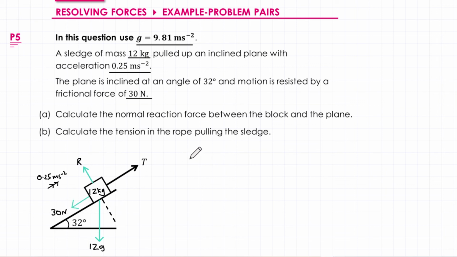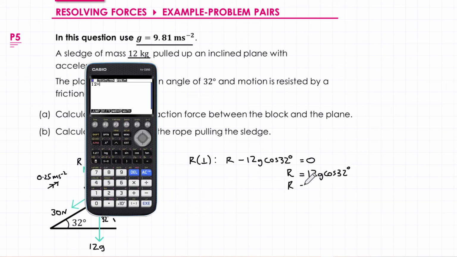To find the normal reaction force, we resolve perpendicular to the slope. We have the normal reaction force coming out of the slope, and then the component of the weight going into the slope. Recall this angle here will be 32 degrees, and we're crossing that angle, so we'll get 12g cos 32. There's no acceleration into the slope, so that equals 0. So R will equal 12g cos 32, which if we put into our calculator, gives us 99.8 newtons to 3 significant figures.